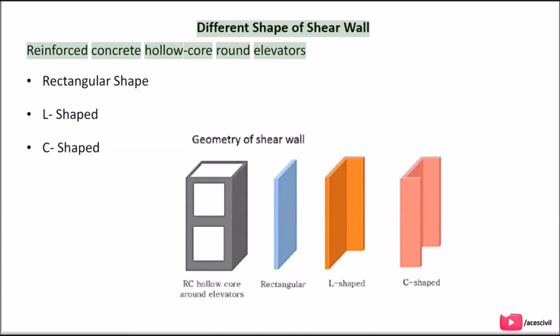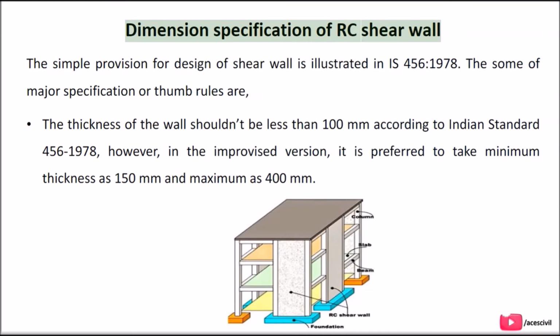Different shapes of shear wall: reinforced concrete hollow core round elevators, rectangular shape, L-shaped, C-shaped. Dimension specification of RC shear wall.